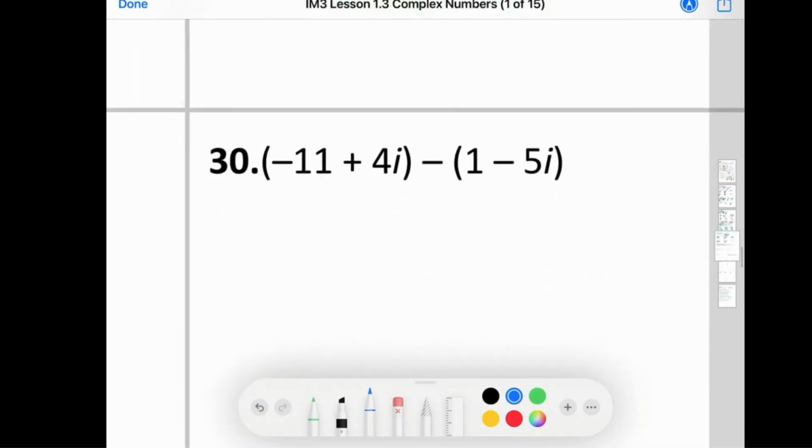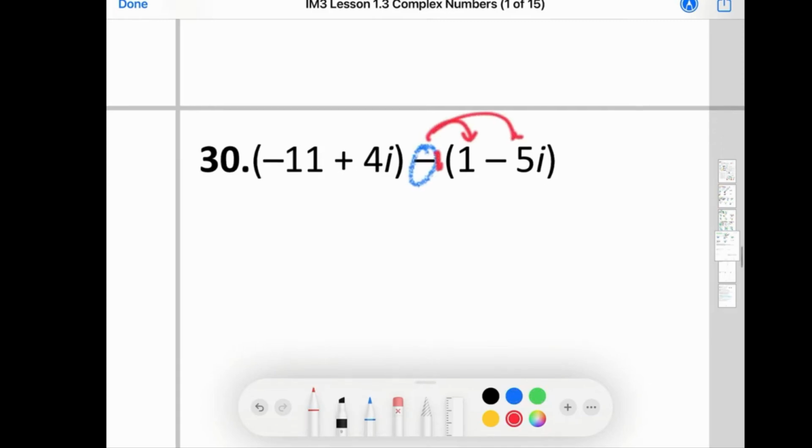Geometry. Number 30. Uh-oh. I see that negative sign. Let's go ahead and distribute that negative 1. So negative 1 times a 1 and negative 1 times a negative 5i.